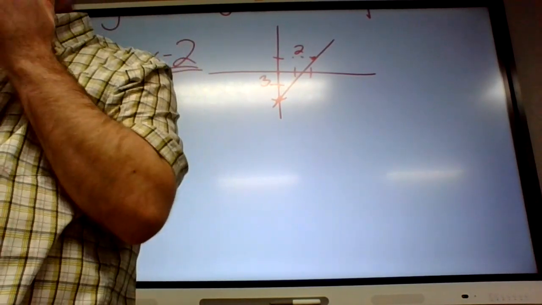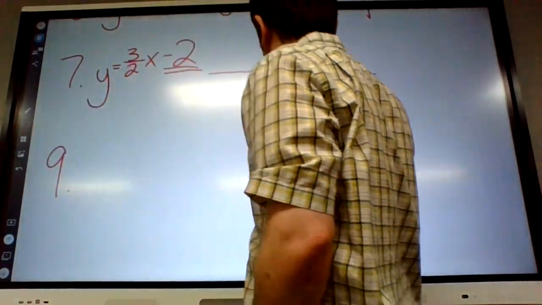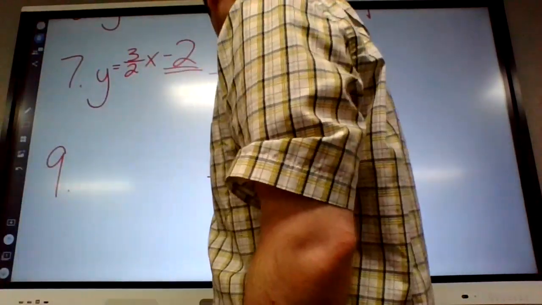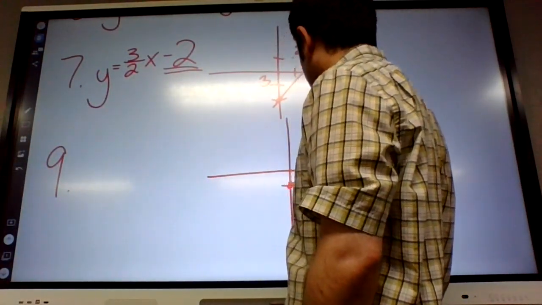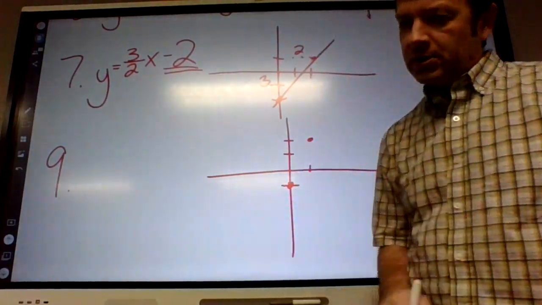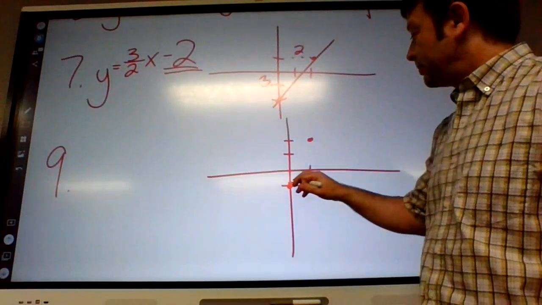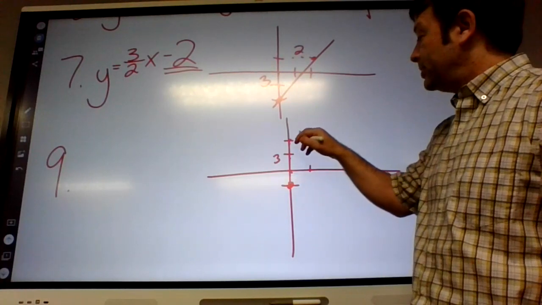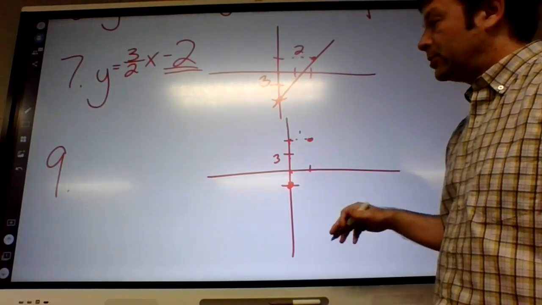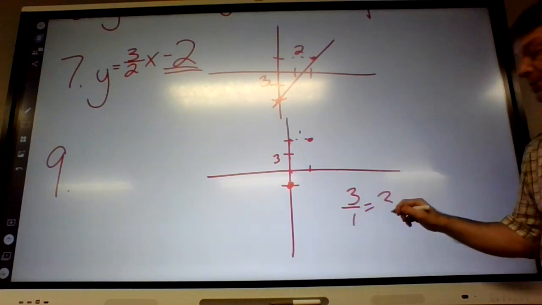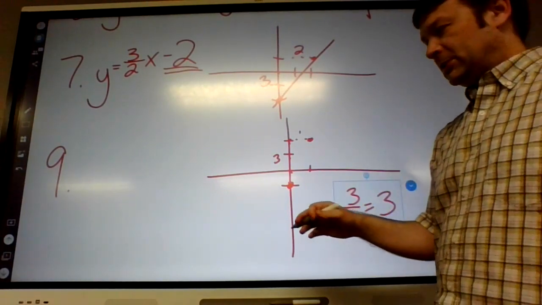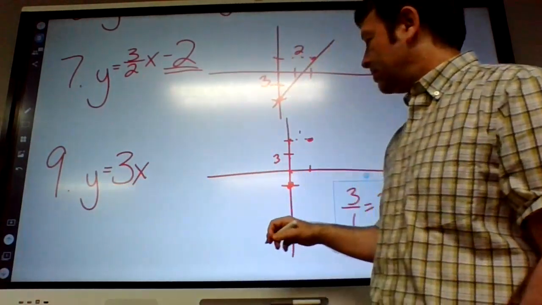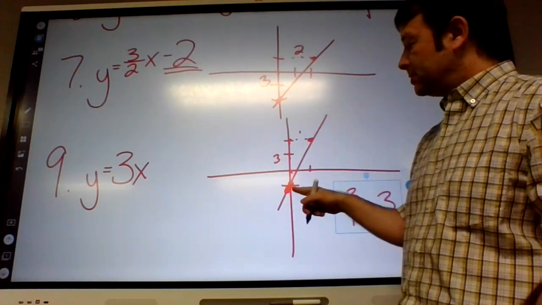Okay, number 9. What are a couple points that it definitely crosses through? Looks like 0, -1. What's another point? 1, 2. Okay, so what's the rise? 3, and what's the run? 1. So the slope is 3 over 1, which is just 3. So we're going to put y equals 3x. What's the y-intercept? Negative 1. -1, down 1.